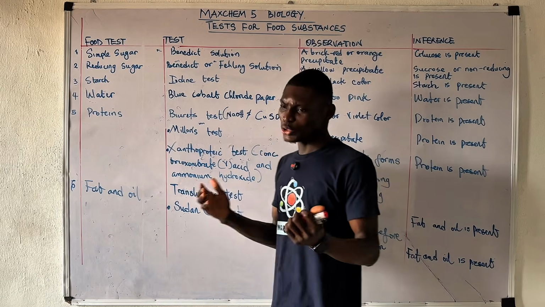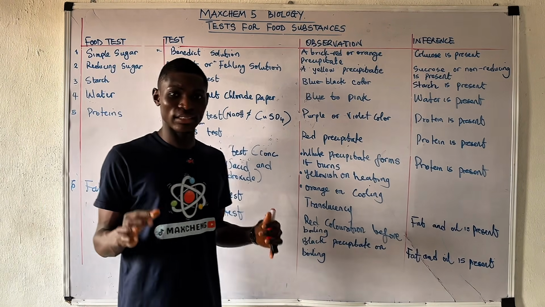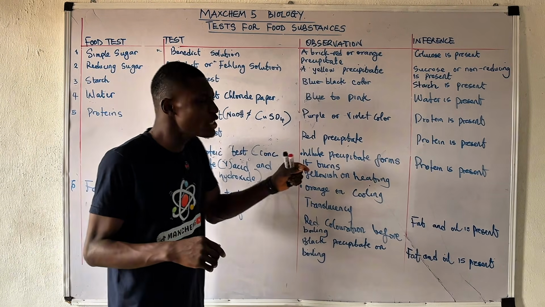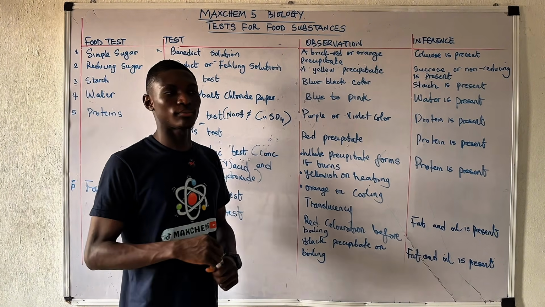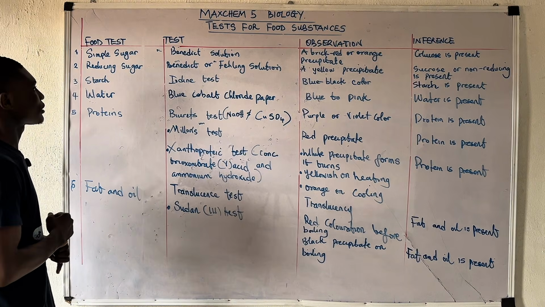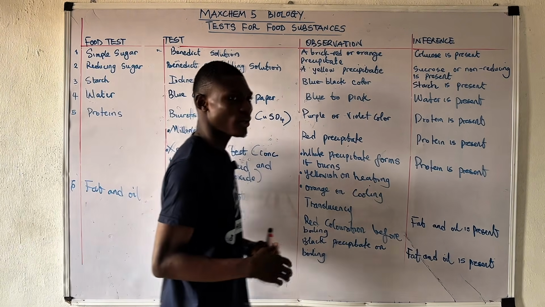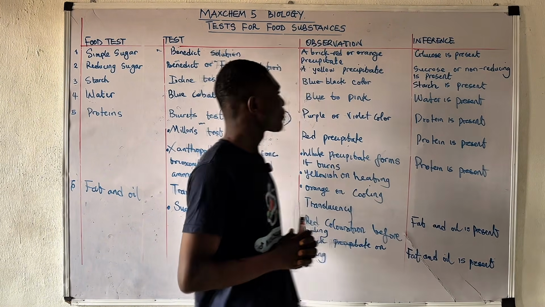Now, all these substances are present in the food we take in, but there are actually some tests used to identify or confirm the presence of each of those substances in the food material. That is what we are doing today. Tests for food substances. Let's start with simple sugar. How do you confirm the presence of simple sugars in a food item?